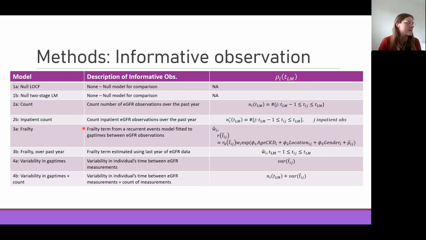So model 2B is the same, but it's just focusing on the inpatient observation. So we can often attribute risk to how many times people have been sort of in and out of hospital over time. So we thought we'd focus on that as a separate option.